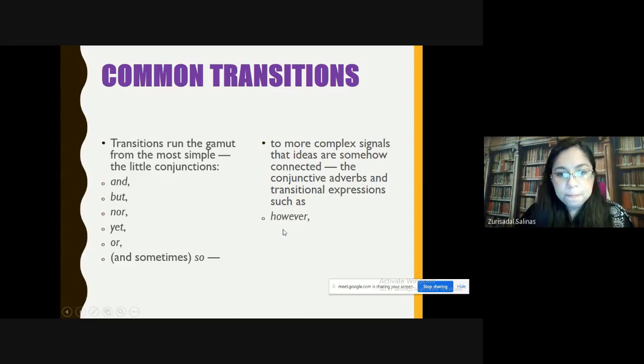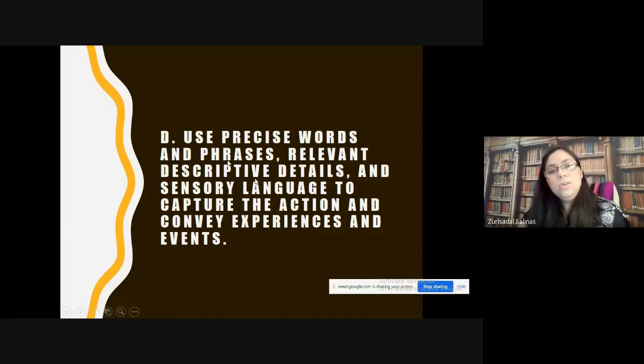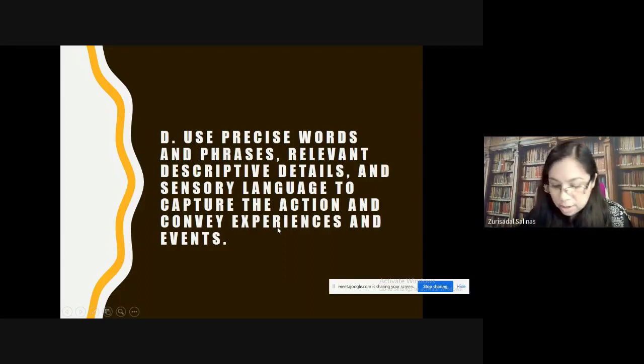However, moreover, therefore, nevertheless, on the other hand, things like that. Use precise words and phrases, relevant descriptive details, and sensory language. Sensory language is very important because it helps the writer recreate an experience for the reader.